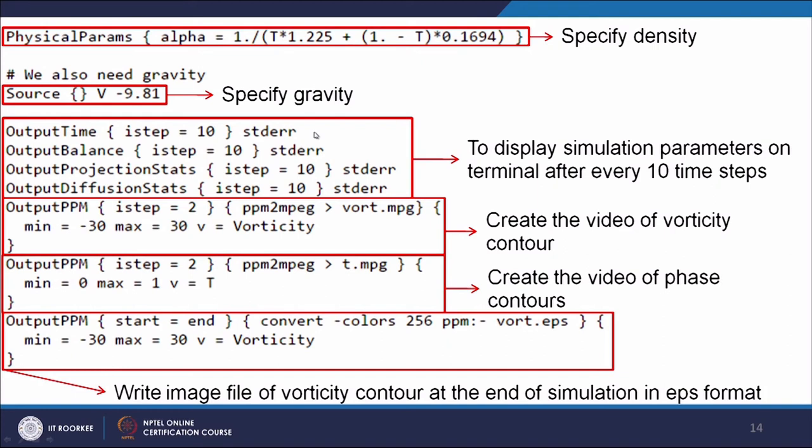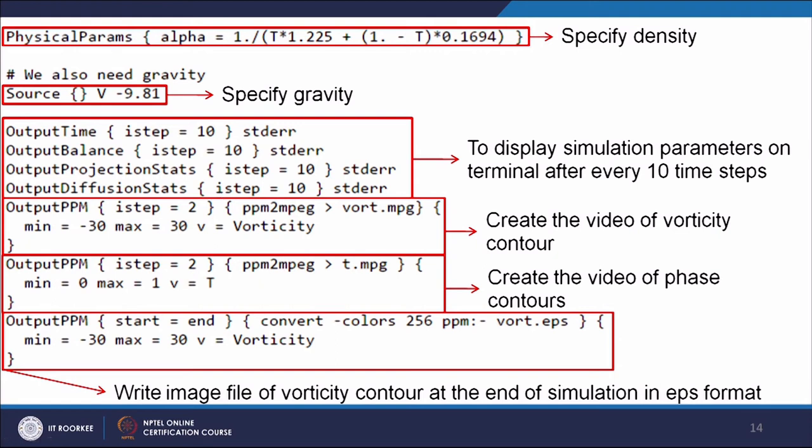Then here we are having some loops for output. So, we can have the output files at different time levels. Okay. So, we can have output time, output balance of different residuals. We can have output projection stats, so statistics of statistical nature of the different values. We can have output diffusion stats at different time levels. We can write down those things.